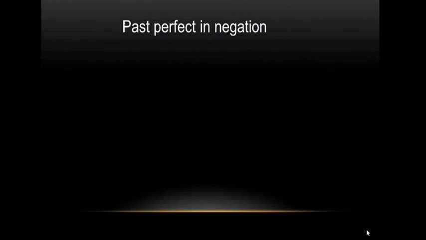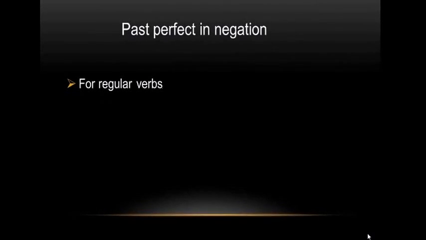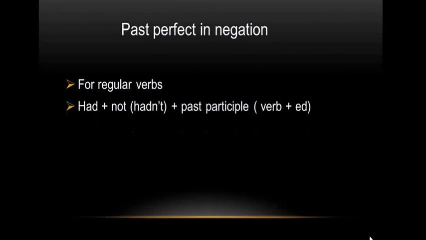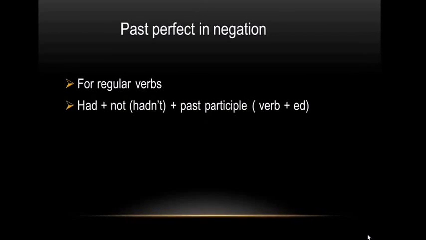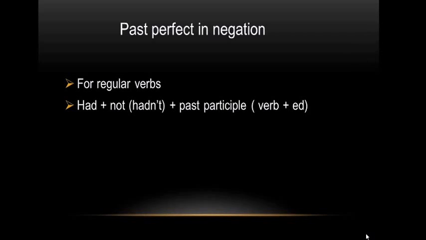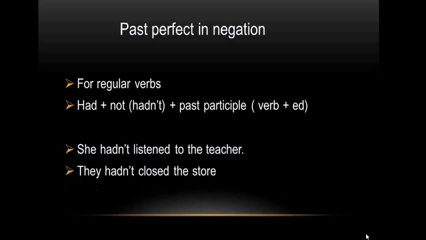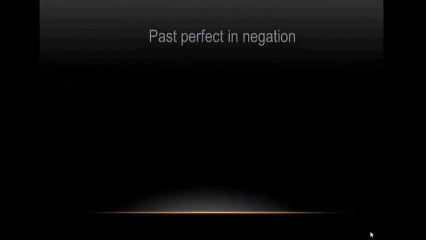And now we go to negations. For regular verbs, we use had plus not, which we will convert to hadn't, plus the past participle, which we will put with ed at the end of the verb, such as she hadn't listened to the teacher, he hadn't closed the door, it hadn't snowed since Thursday.